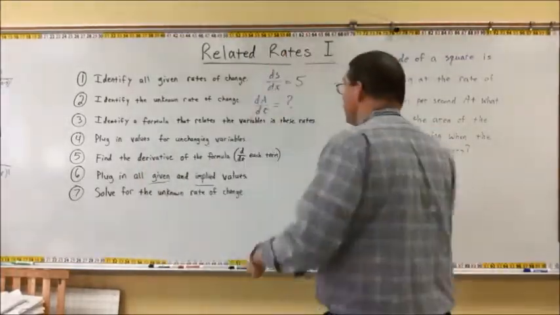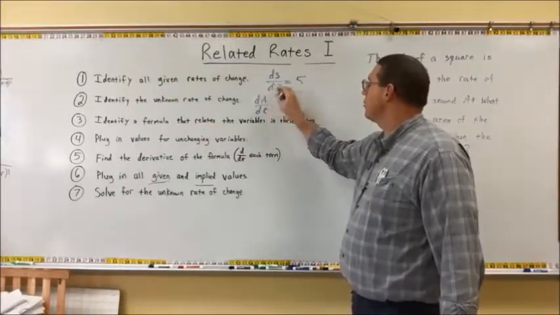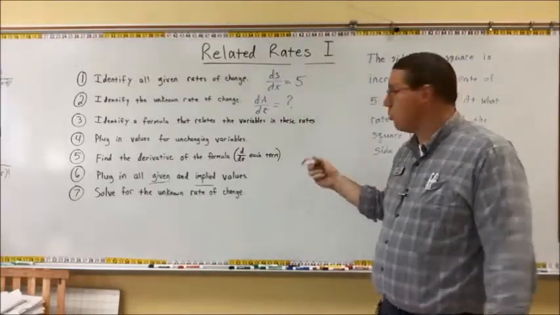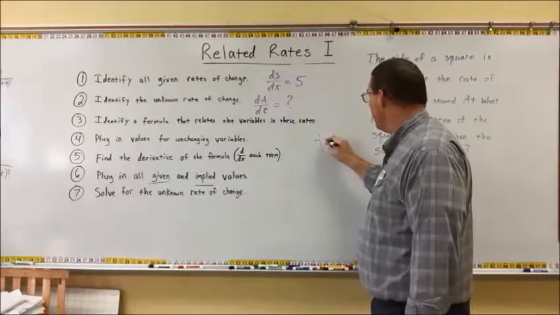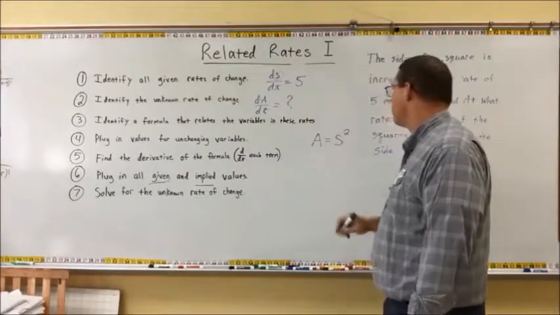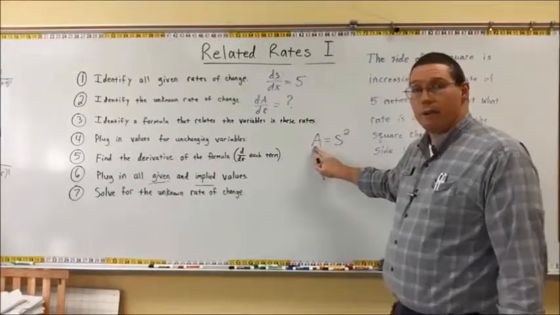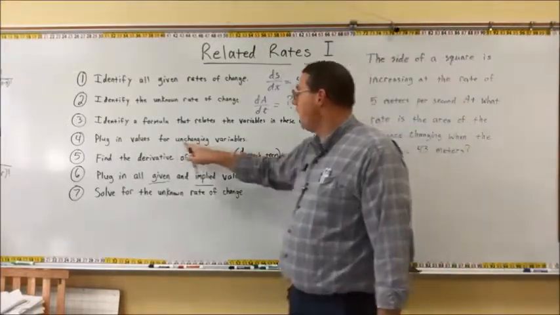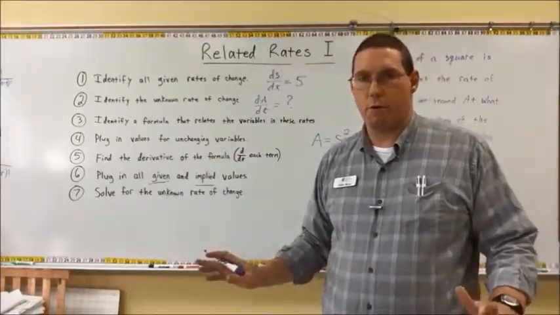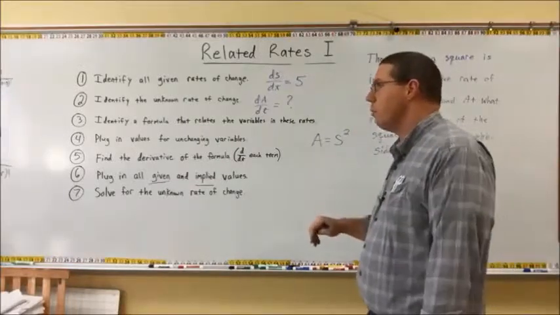Okay, so we need a formula that relates the area of a square to the side of a square. Well, that's the formula for the area of a square, which is area equals side squared. And it's relating the side of a square to the area of a square. Plug in for unchanging variables. I promise you we're going to have an example with at least one of those. But for now, both area and side are changing, so we're not going to use step 4.